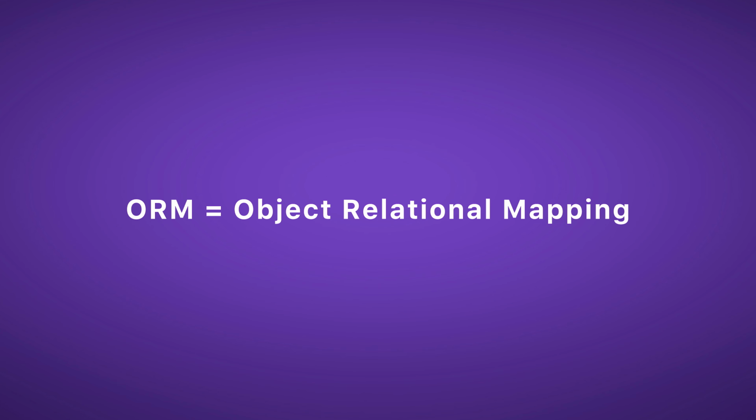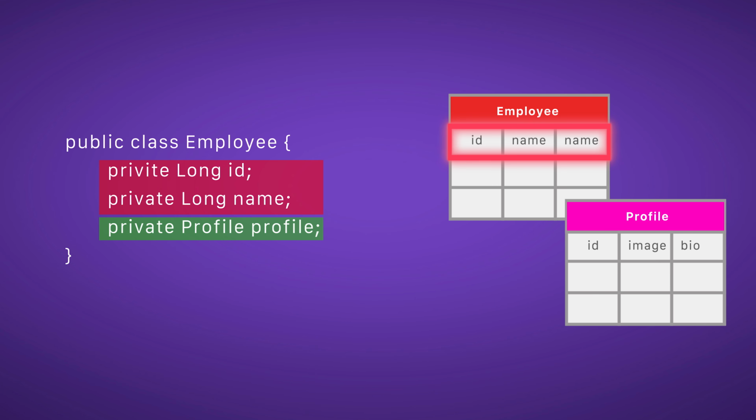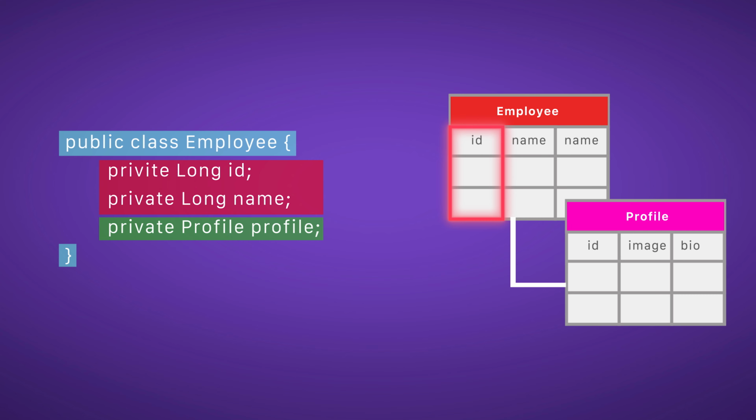ORM stands for Object-Relational Mapping. In a Java project, like this Spring Boot application, Java deals with objects with fields and references. On the other hand, a database deals with tables, rows, columns, and foreign keys. Because of that mismatch, we need to write a lot of boilerplate code to query the database, then map the result set to the Java object.